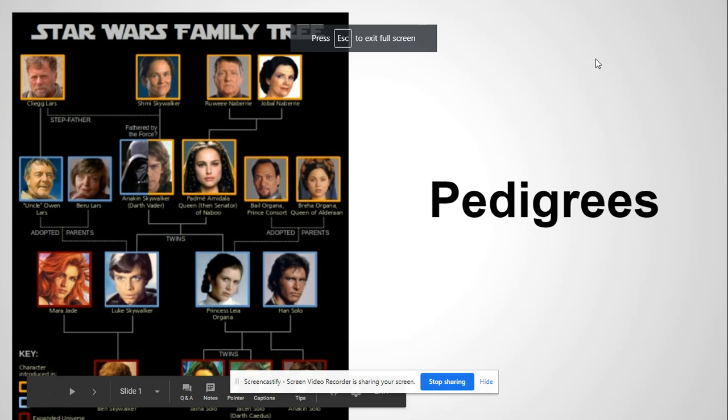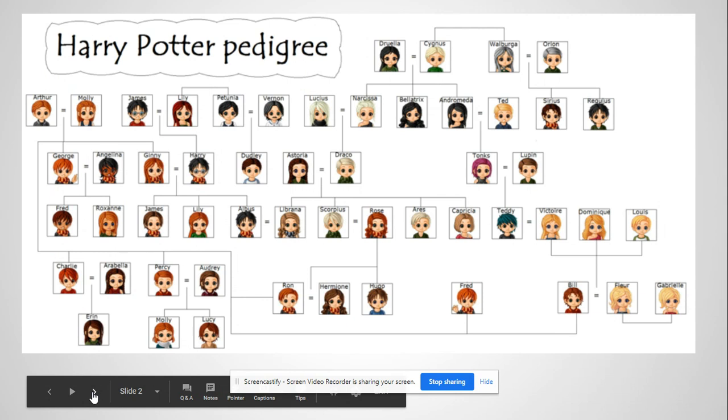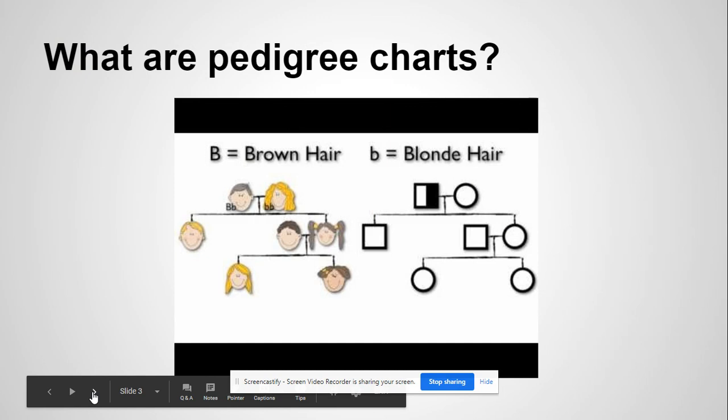Today we're going to talk about pedigree charts. Here's an example of a pedigree chart of Harry Potter. So what are pedigree charts?